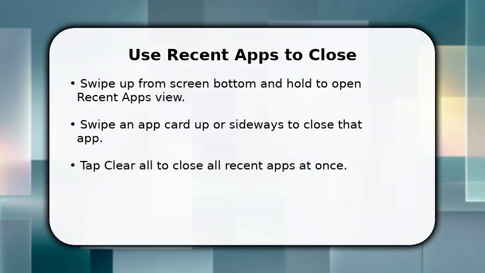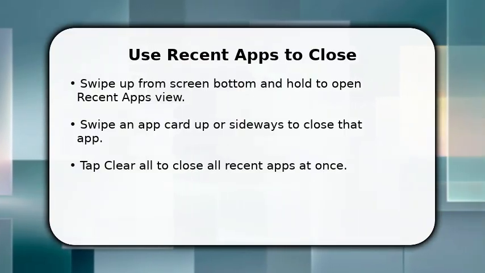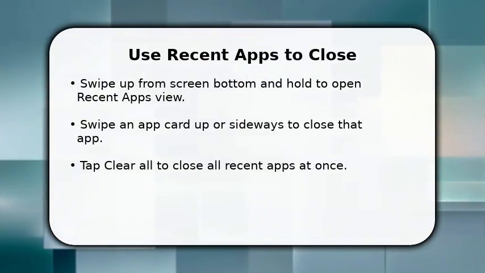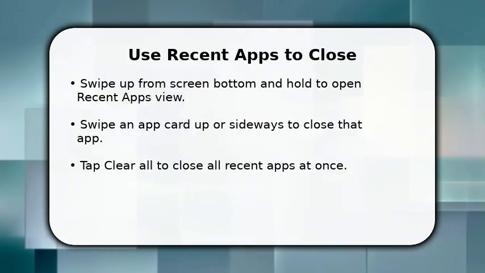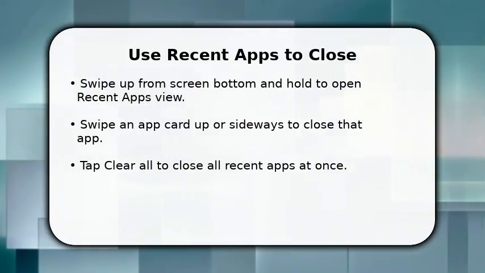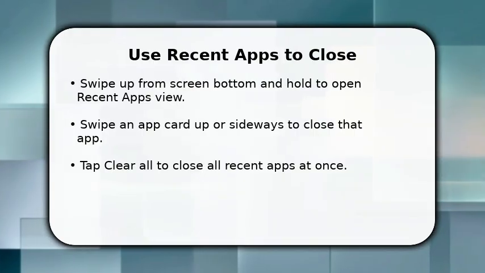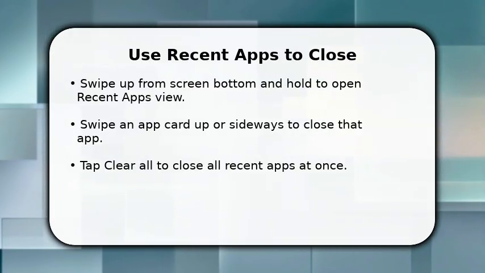Swipe up from the screen bottom and hold to open the Recent Apps view. Use the gesture or press the Recent button to reveal app cards. Find the app card you want to close and swipe it up or sideways. That gesture removes the app from the recent list and stops its foreground process.